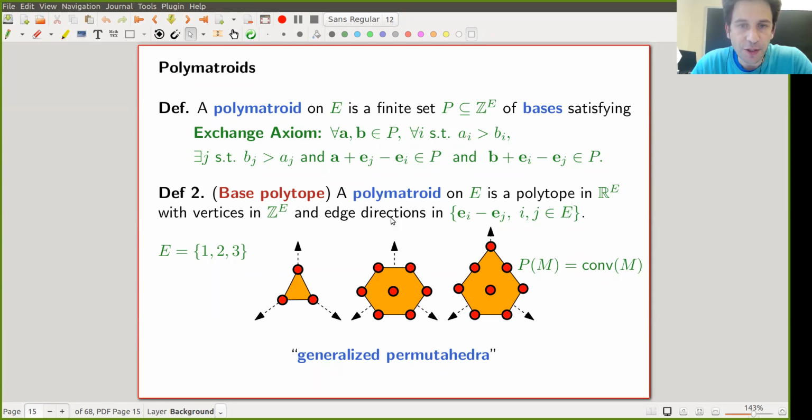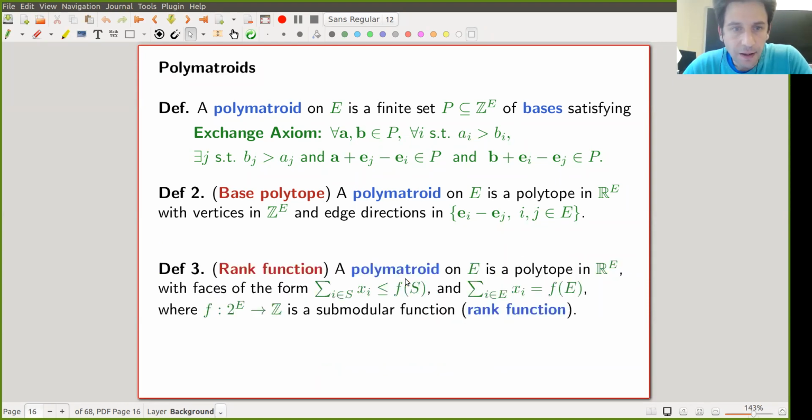So that's the correspondence. If you are given such a polytope, then the associated polymatroid is the set of integer points inside this polytope. And there is a way to describe these polytopes, these generalized permutohedra, in terms of the facets instead of the edges, and they are the polytopes whose facets are given by these inequalities.